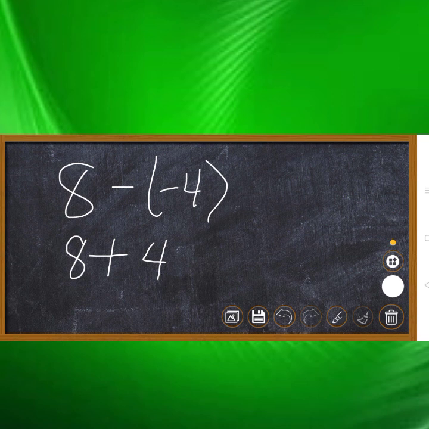Equals. As you see, they are the same sign, so proceed to addition. You need to add the absolute values. 8 plus 4 equals 12. And what is their common sign? Positive. So, the answer is positive 12.